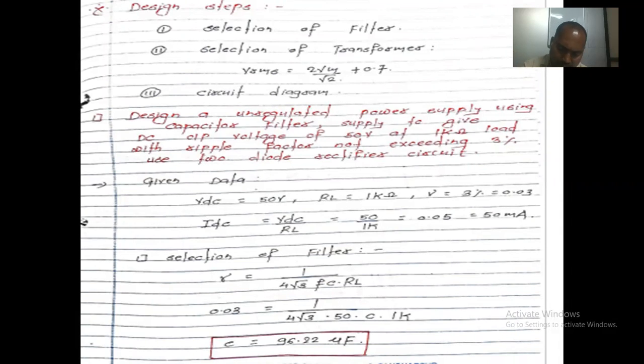C equal to 96.33 into 10 raised to minus 6, so it is nothing but 96.33 microfarad. Write it down as it is. Whatever the value is, it doesn't matter, because the digits after the decimal point may change somewhat, but that is our answer. Your answer is C equal to 96.33 microfarad.